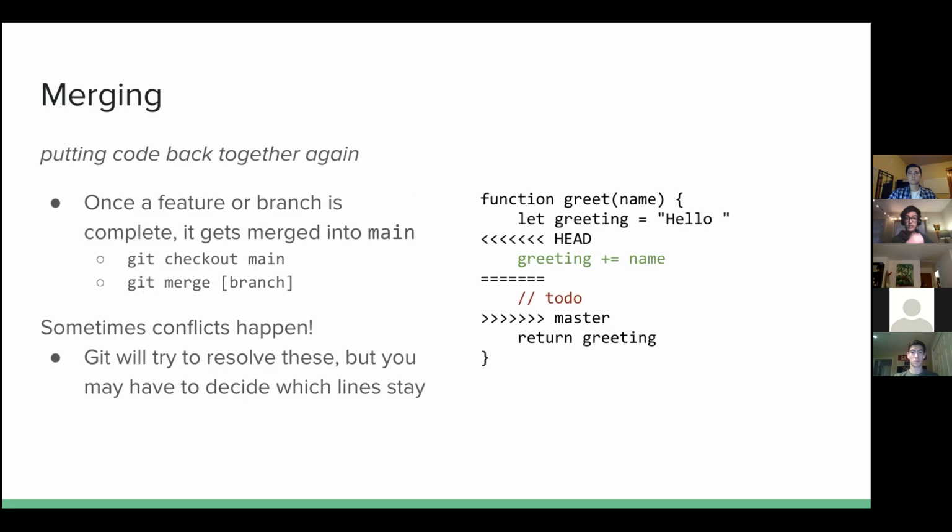So with branching, you may have noticed, oh, tree branches, they don't really come back together. That's where that analogy kind of breaks down, but we're able to merge with Git. So it's putting our code back together. This is done by hopping onto the branch you want to merge into and then saying git merge that branch.